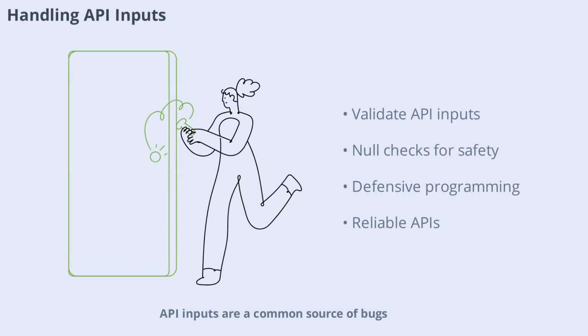API inputs are a common source of bugs. Always validate inputs and perform null checks to prevent unexpected errors. Return meaningful error messages and use defensive programming to handle edge cases. By ensuring robust input handling, you build APIs that are reliable and user-friendly.